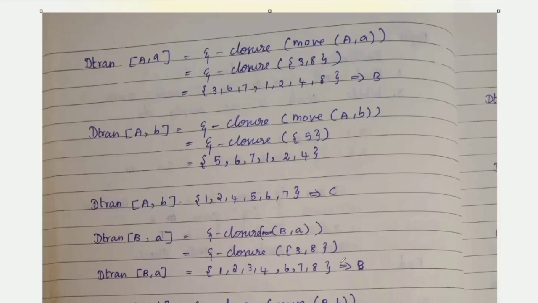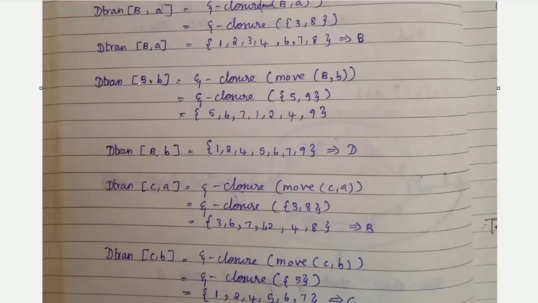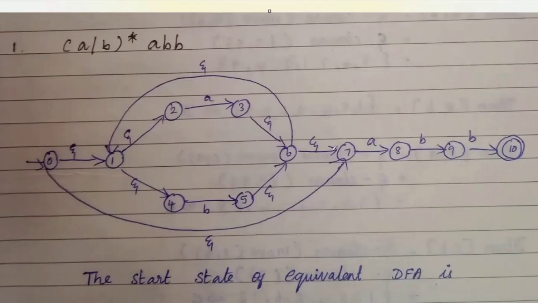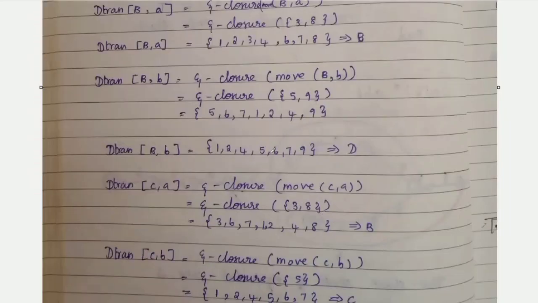This is B itself. DFA transition of B comma small b equals epsilon closure of move(B, b). From state B, {3, 6, 7, 1, 2, 4, 8}, from states 4 and 8, b leads to 5 comma 9. See the transition diagram: 4 on b leads to 5, 8 on b leads to 9. Write {5, 9}. Now compute epsilon closure of {5, 9}.